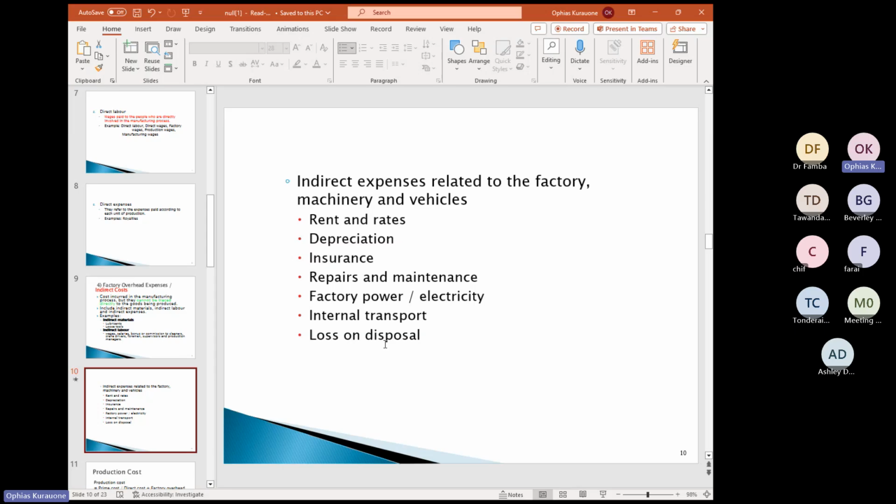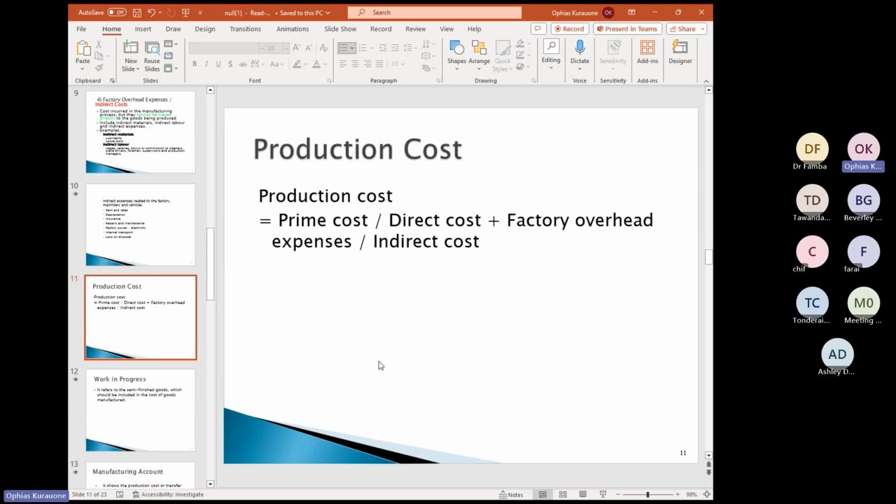Loss on disposal. If during that particular period we dispose of the asset or assets which are usually related to the factory, maybe you can dispose of a certain department, then you incur a loss. If it fails to make a profit, you incur what? A loss.